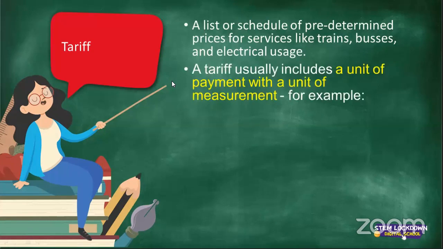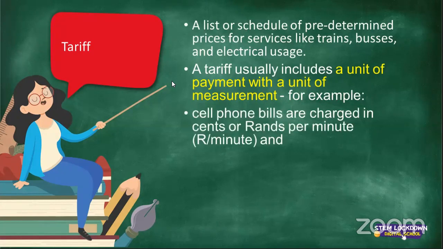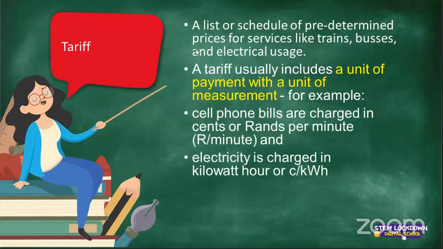A tariff usually includes a unit of payment with a unit of measurement. For example, we did a lot of these examples last week. Cell phone bills are charged in cents or rands per minute. In this example, the unit of payment is the rand or the cent, and the unit of measurement is minutes. So cell phone bills are charged per minute, sometimes per second. It depends on the service provider.